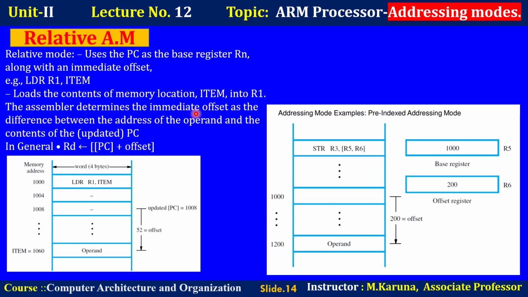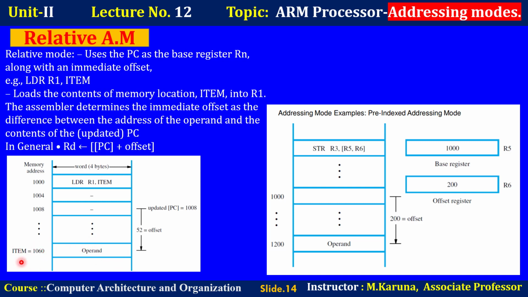The assembler determines the immediate offset as the difference between the address of the operand and the contents of the updated PC. Here this is the instruction like a branch instruction. LDR R1 comma item. In a branch instruction we are fetching the instruction; here we are fetching the data. Where is the data available? At item, the operand is available. The processor needs to access the operand at the address item.